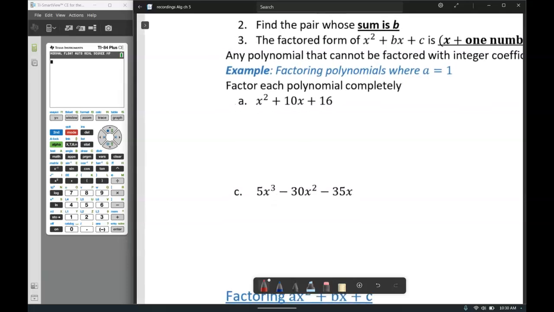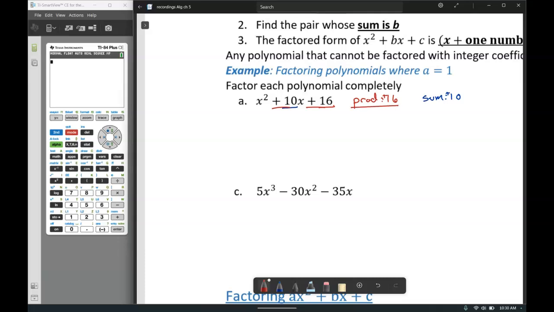The first thing we want to do is identify our product and sum. I want a product of my c value, which is 16, and I want the same numbers to also give me a sum of my b value, which is 10. Make sure you take the sign with you. Both of these are positive, so I want a positive 16 and a positive 10.